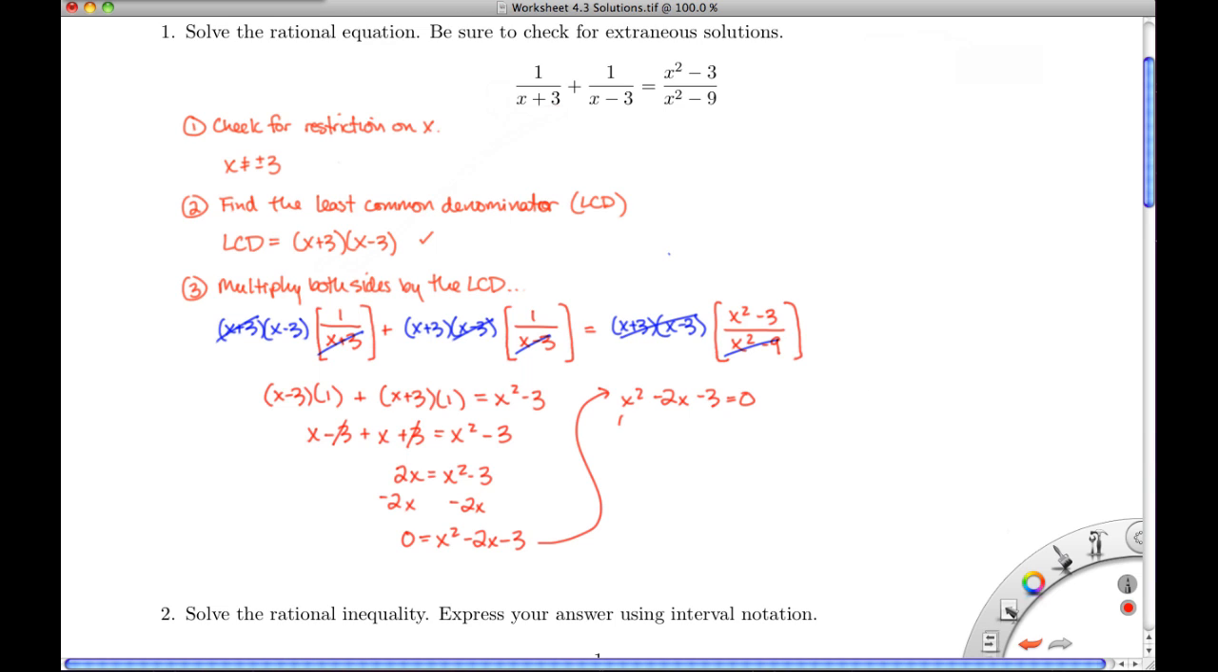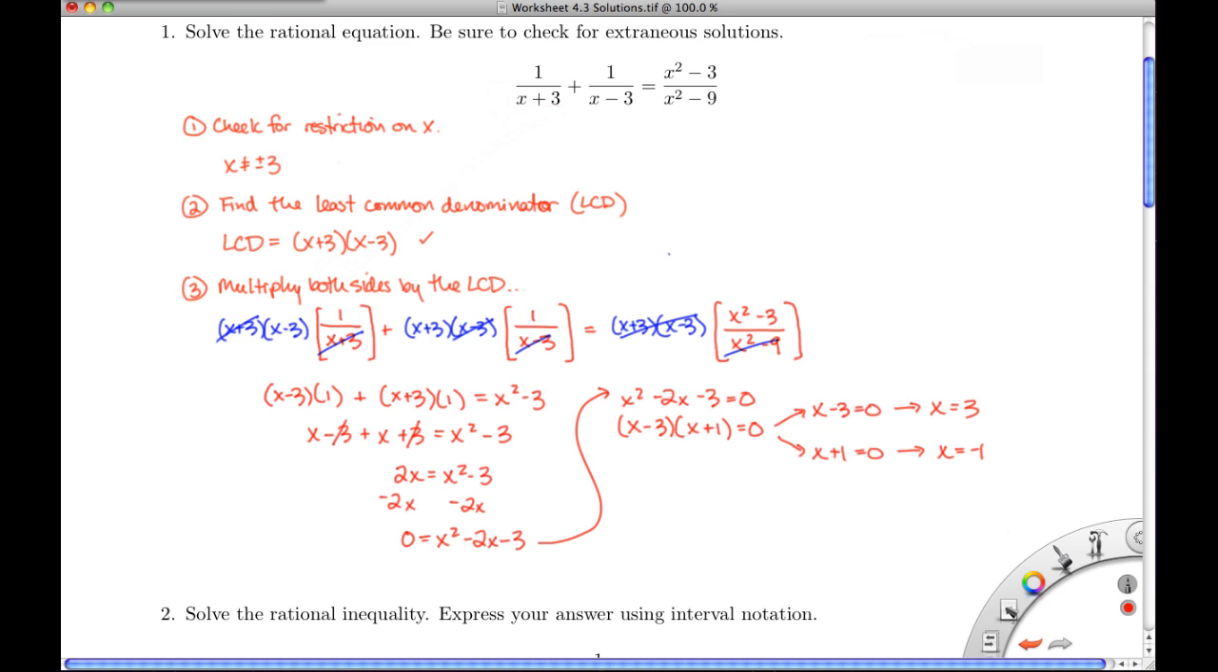This one actually factors pretty nicely. We can have this as x minus 3 times x plus 1 is equal to 0. So this gives us two possible solutions. One is that x minus 3 could be equal to 0, which implies that x could be equal to 3. Or if we take the x plus 1, set that equal to 0, we get another solution, x is equal to negative 1.